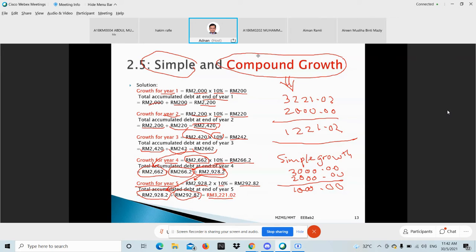Kalau compounded growth, okay, kita ada principal campur growth tadi ataupun interest. Lepas tu untuk tahun seterusnya adalah principal campur dengan growth tadi, ke atas jumlah tersebut dikenakan interest lagi. Okay, bukan pada principal sahaja tetapi juga dikenakan kepada interest tersebut juga.